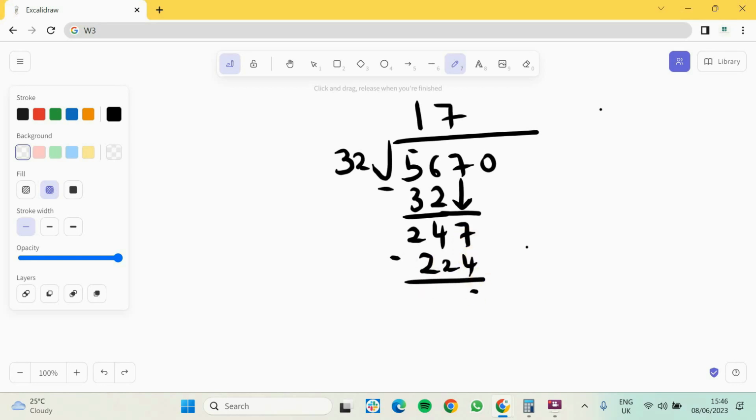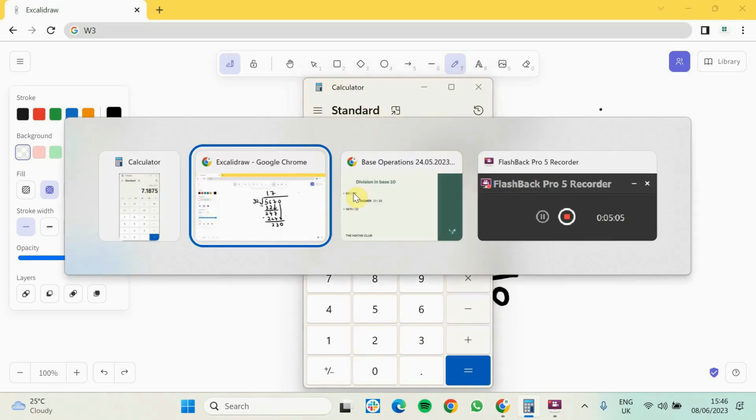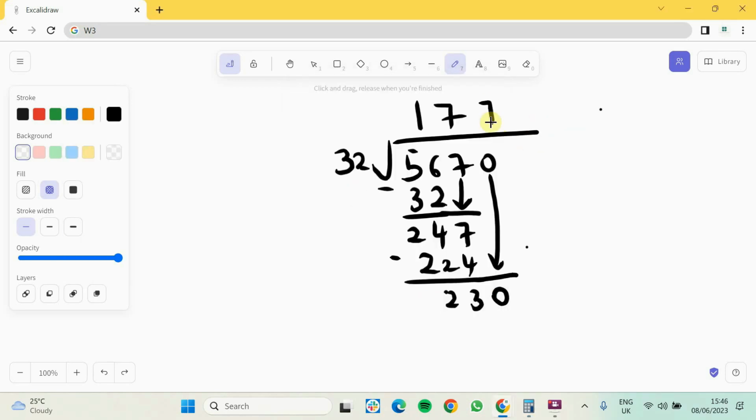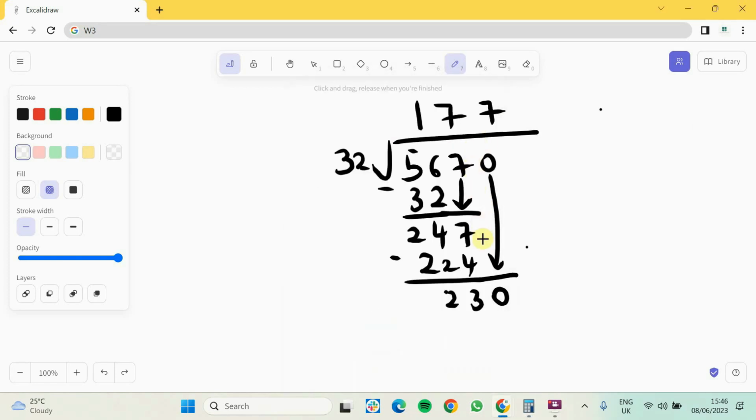7 minus 4 is 3. 4 minus 2 is 2. But remember, there's another value again. So this next value, I'll bring it down here, and that will be 0, right? Same thing again, I'll divide. 230 divided by 32. What would that give me? That will give me 7, so I'll put 7. 7 times 32, we've done that before, and that gave us 224. By the time I subtract this, 230 minus 224 is 6.